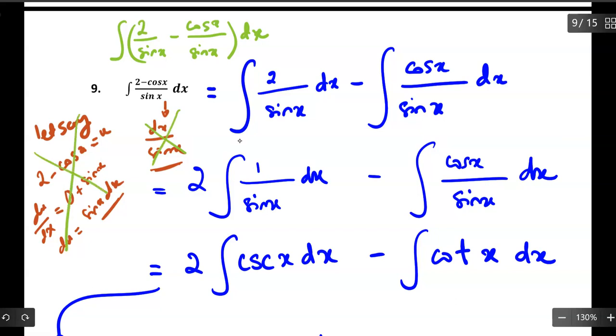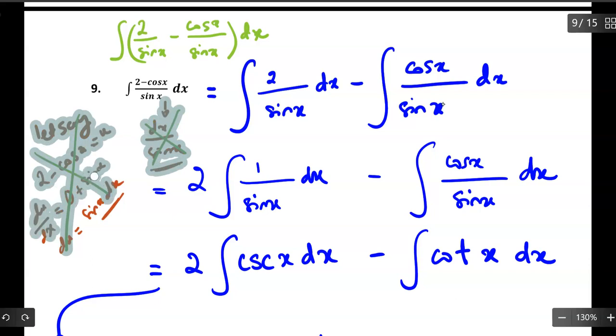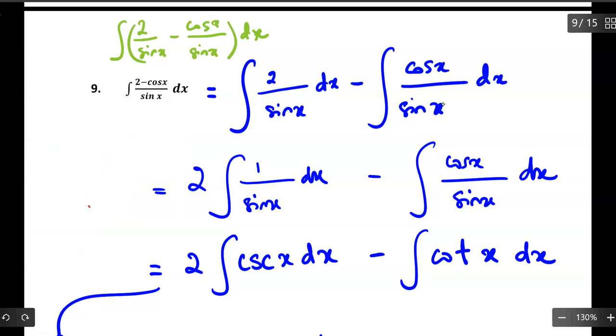So when it doesn't work, what do you do? You break this into 2 integrals and then you apply the trig identities. Okay, so let me erase this. It's a very good analysis anyway, right? Good analysis. If it doesn't work, we have to try something else. Okay, very good.